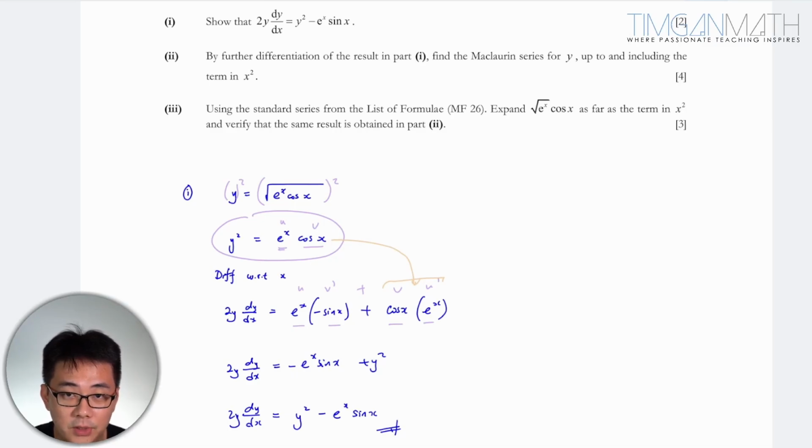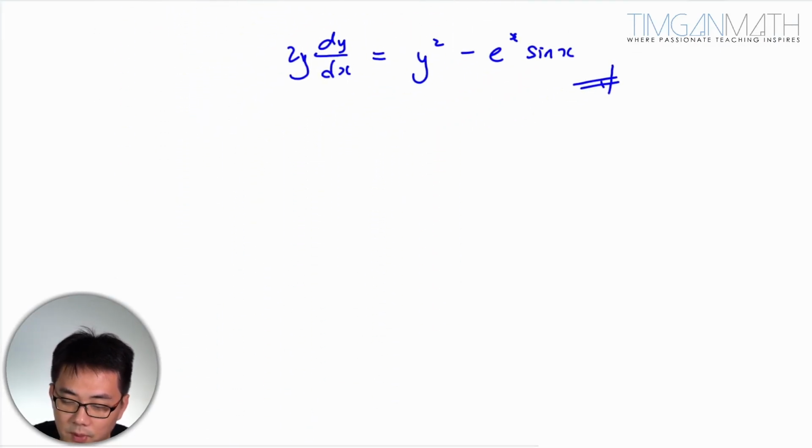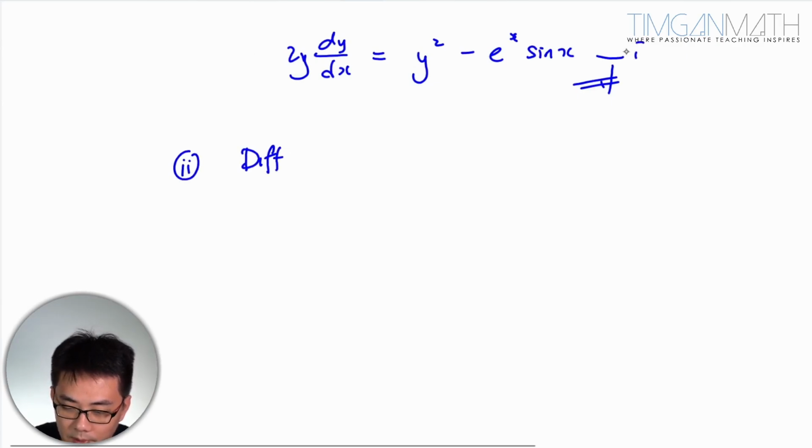By further differentiation, use the result in part 1. Find the series up to and including x squared, meaning we need to find all the way to d squared y/dx squared. So that means we just differentiate once more. So for this part 2 here, differentiate once with respect to x.